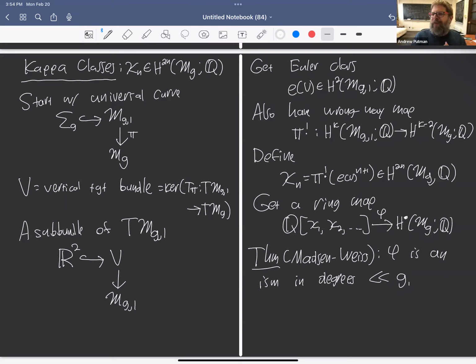Sorry, real quick. Is there a more precise statement on this last theorem, or is it just complicated to spell out? It's on the order of 2/3 g, like maybe 2/3 g minus 1. I always forget the exact additive constant, but it's something along those lines.